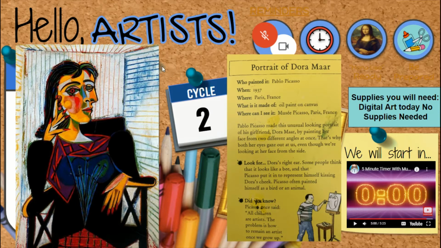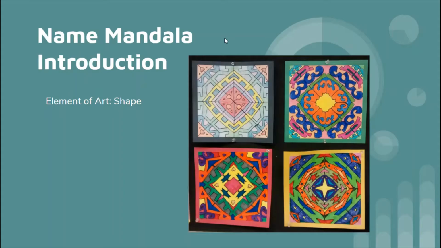We are going to use shapes in our first art project. Our first art project for quarter one is the name mandala. The element of art we're focusing on is shape. This artwork is actually made out of bubble letters that say Alyssa, and it's repeated around this circle.